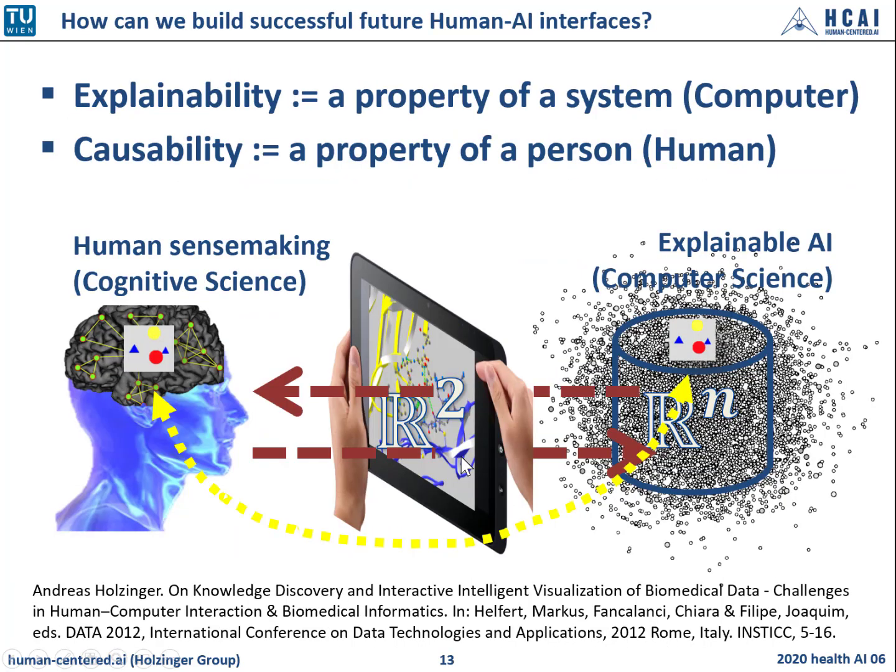And here, a very old image of myself, to answer slightly the question of how we can build successful future human-AI interfaces. Explainability, you see clearly, is the part of the machine, of computer science. Causability is the part of the human. Only if we ensure 100% mapping, then we have 100% good explanation. So ideally, future interfaces will enable a medical expert to state questions and ask, for example, for counterfactuals, that is, what would be if.